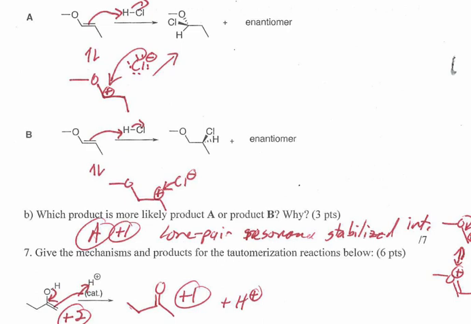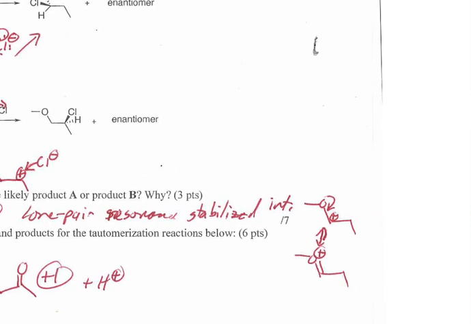The one that's actually more likely is very similar to the question a couple back. This product A is more likely because this carbocation can be stabilized by this oxygen having lone pairs. Resonance stabilized. And take a look at that, you can see it. I just drew it in here. There's lone pairs here, and you can draw a resonance structure with full octets. So product A is more likely to happen.